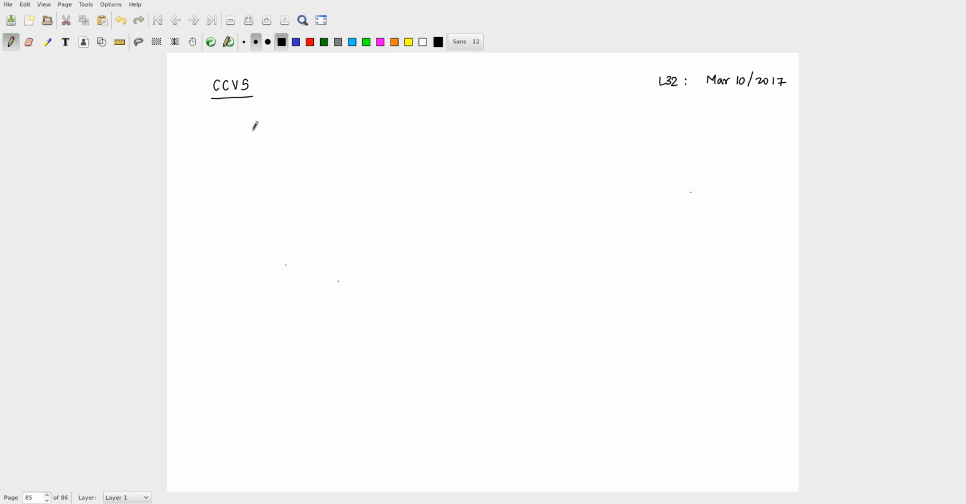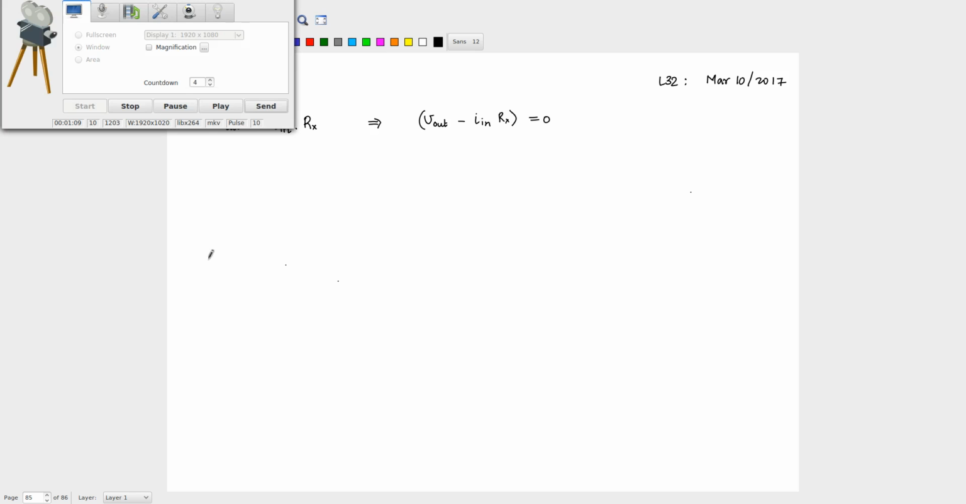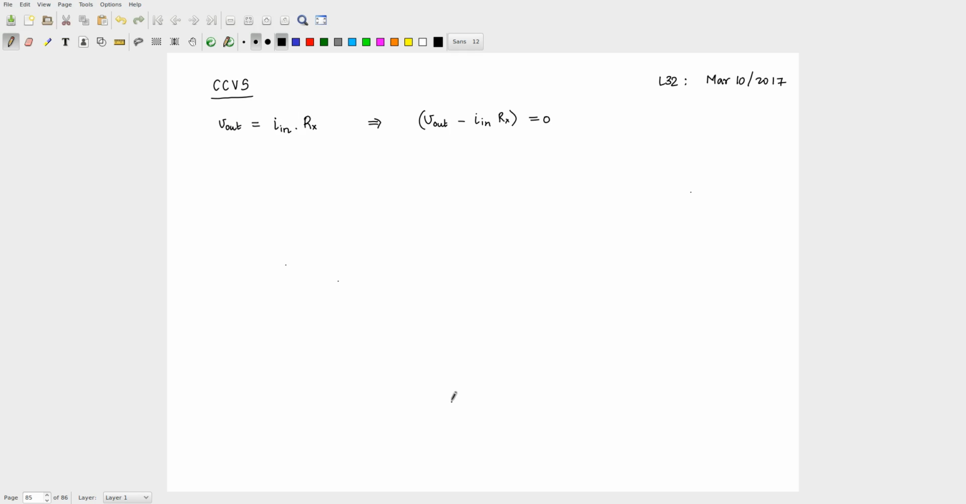What was the current controlled voltage source expected to do? It was supposed to take in a current, multiply it with some quantity, we are just calling that Rx because it has dimensions of resistance, and give us the output voltage V out. So we said that using a feedback loop we can ensure that V out minus I in times Rx must be 0, correct? So we wanted V out minus I in Rx to be 0. How did we achieve this?